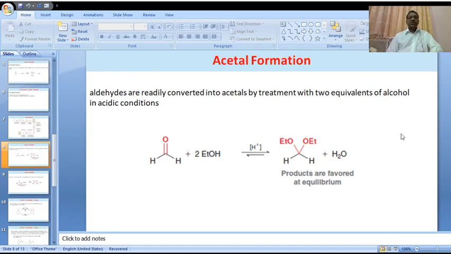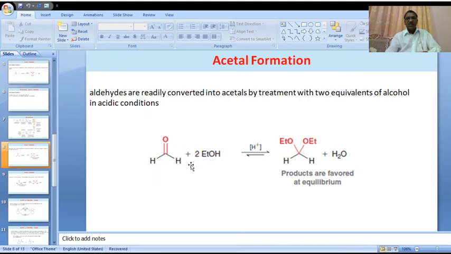Similar reaction, acetal formation. Here, aldehydes are readily converted into acetals by treating with two equivalents of alcohol in acidic conditions. Please observe, instead of ROH, here we are using ethanol, EtOH, 2 moles of EtOH, ethyl alcohol.